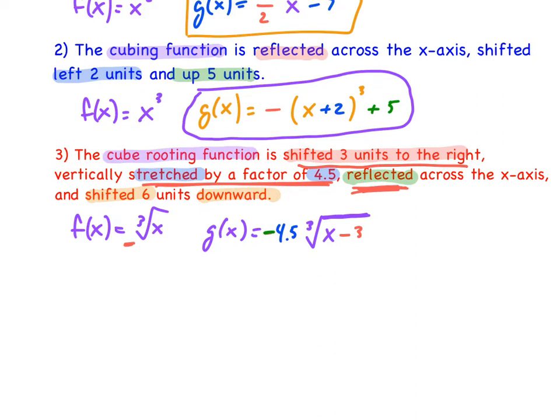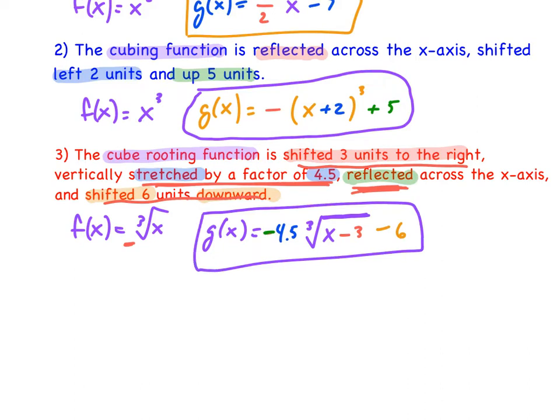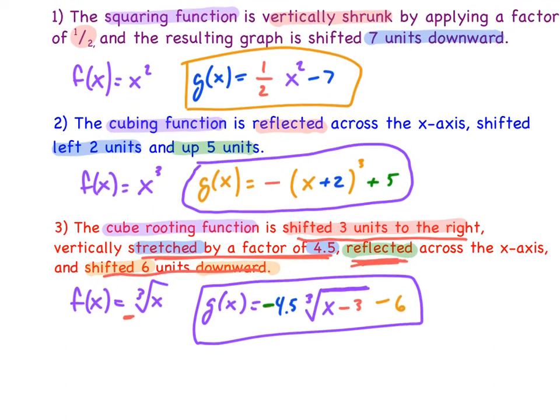And then the last thing that I haven't addressed yet is the shift down, which is going to be after the radical. So that should be a minus 6. That's what that function would look like. So that's as messy as we can make them. That's got everything in it. Reflection, stretch, shift left and right, shift up and down. So that's as messy as I can make them. So if you can get that one, then you're good to go. The other ones just have a couple things going on that build in complexity.